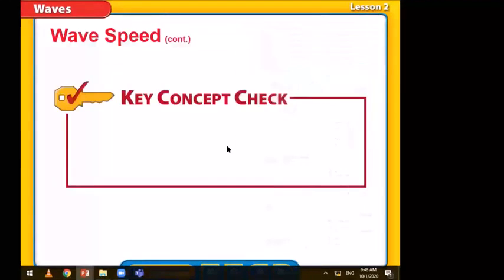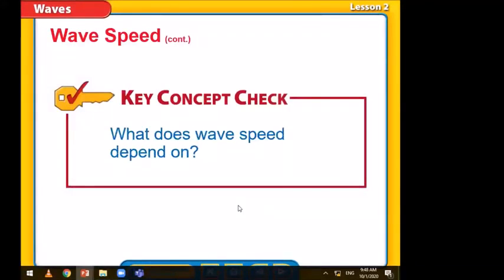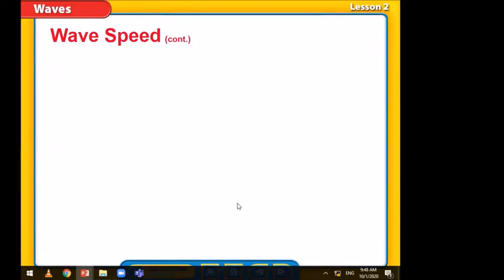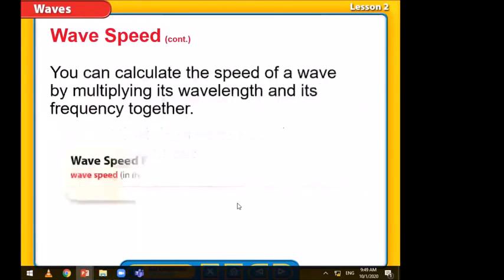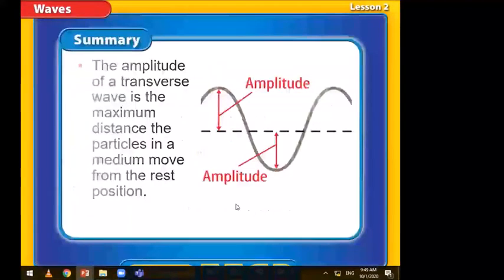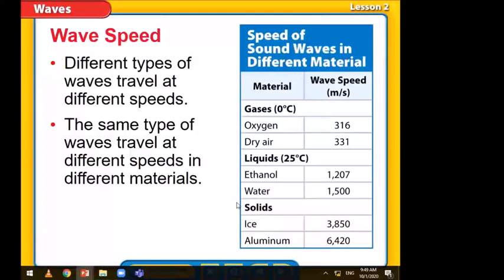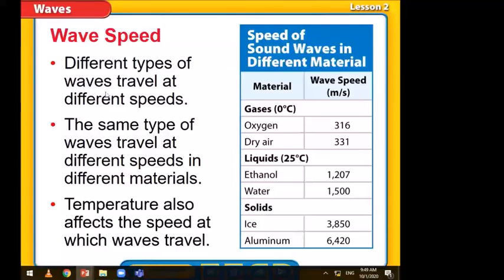I do hope you understand. Temperature also will affect the speed, because when the temperature increases, the particles of a matter will move way faster. That means that they will get closer.